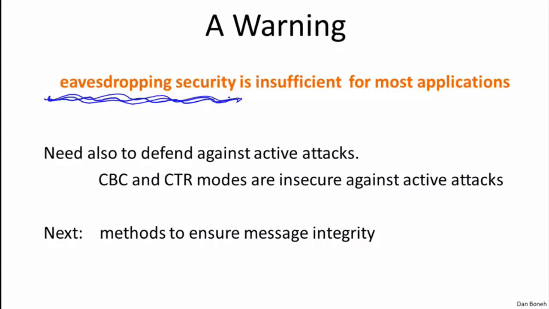But in most applications, in fact, an attacker can do much more. An attacker can actually tamper with traffic in the network and try to change things and see how the decryptor reacts to those changes. And very often, if all you do is CBC or counter mode encryption, it's going to be insecure against an active attacker, and an active attacker can actually decrypt ciphertexts by looking at how the decryptor reacts to different ciphertexts given to this decryptor.